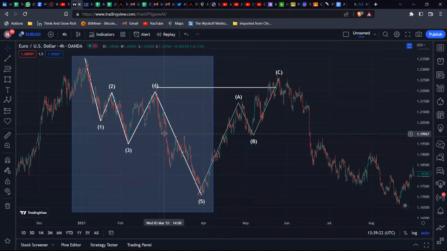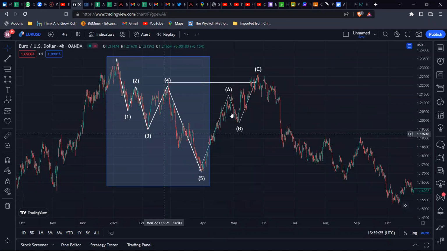But Elliott Wave, Ralph Elliott, is saying that just because we have something that appears to be a break of structure, it doesn't change the fact that the actual trend is bearish.